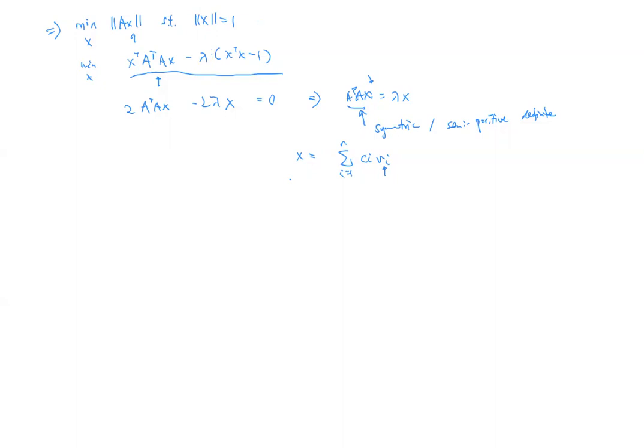Maybe use a different color. So this is the Lagrange multiplier. So we absorb the constraint there, then this becomes an unconstrained optimization problem, and then I can just take the gradient and set it to 0, then I will get this. And what we know now is that x is the eigenvector of A transpose A.